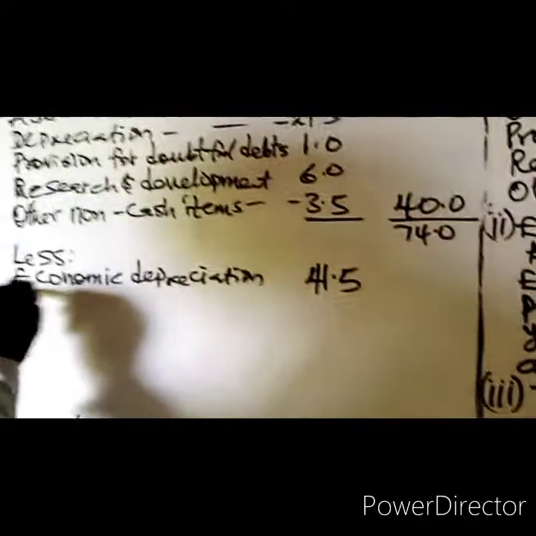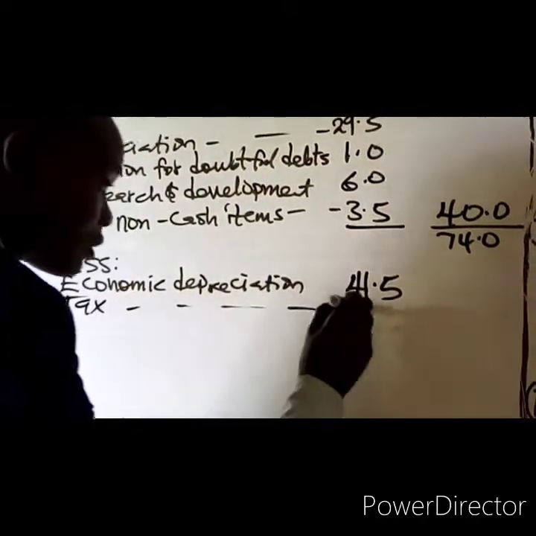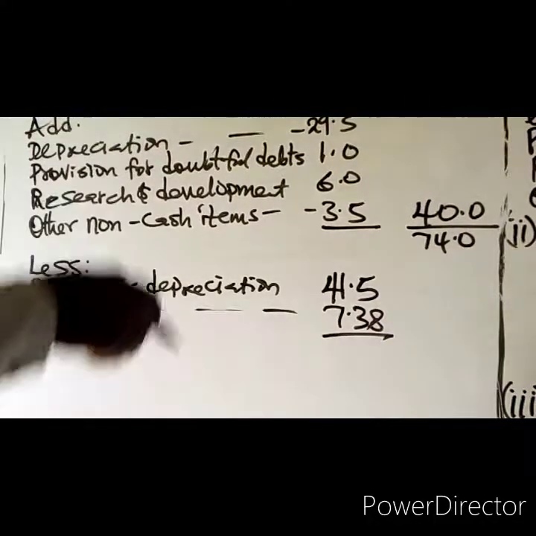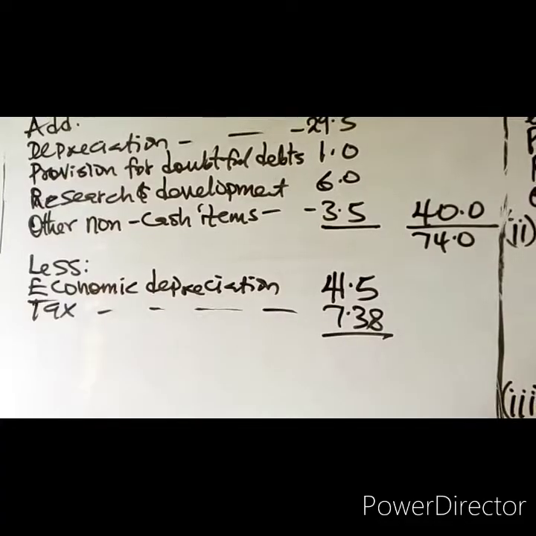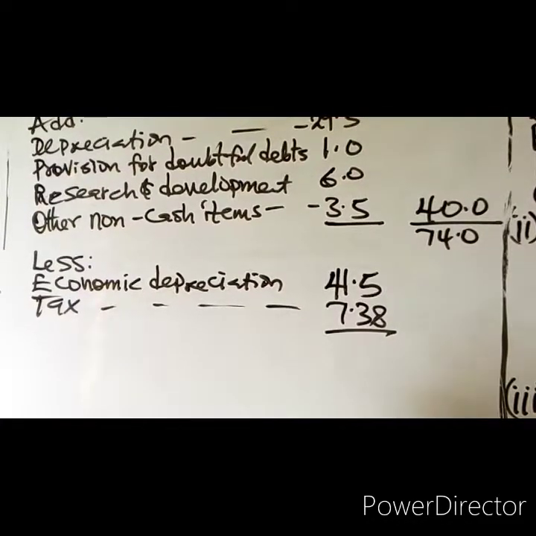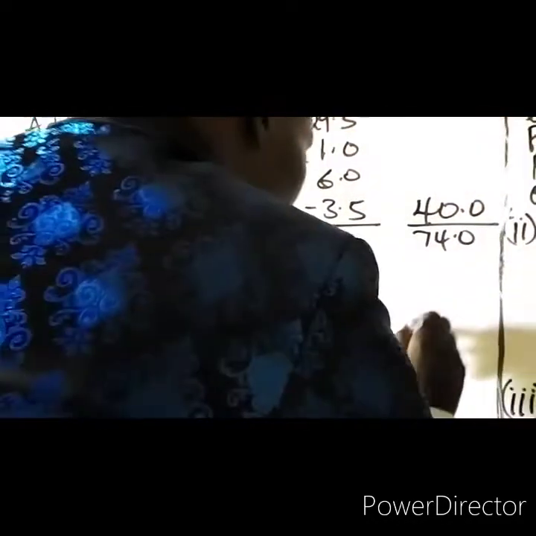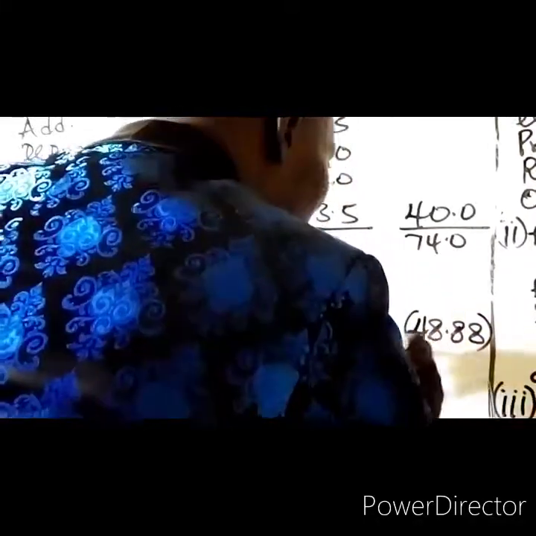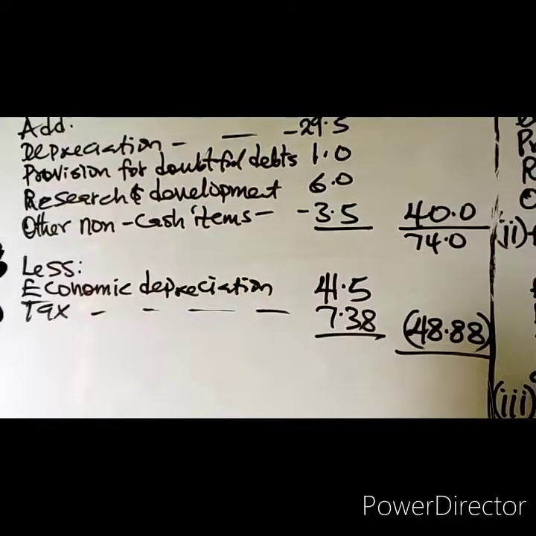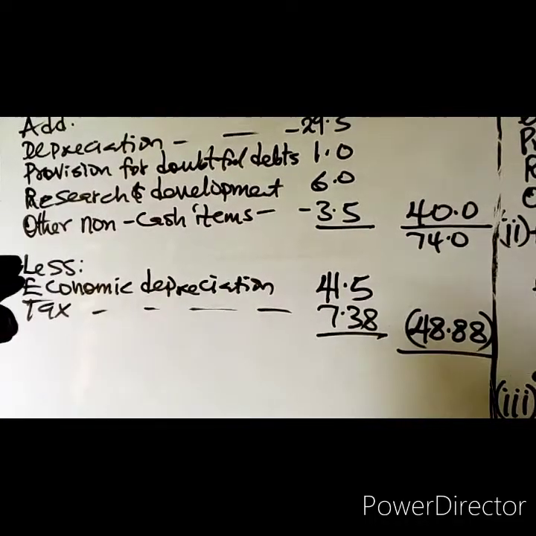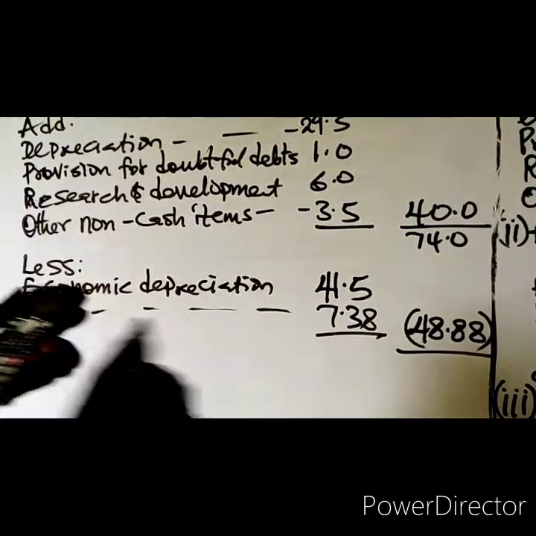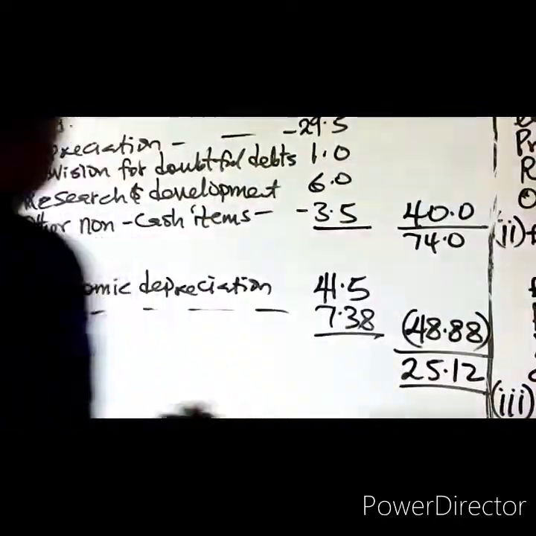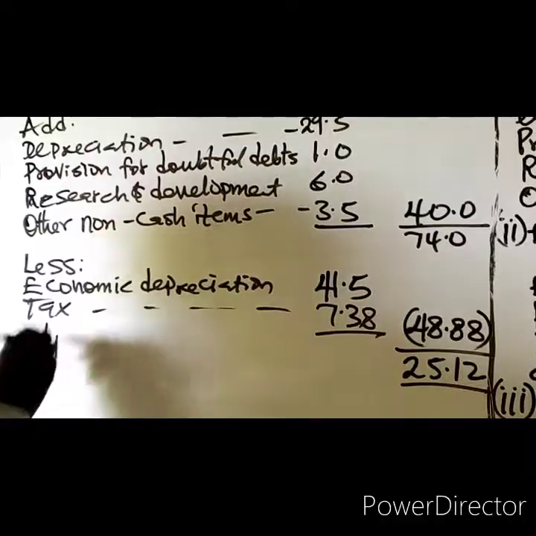So we now have tax of 7.38. So when you sum this up, plus 41.5, then you have 48.88. If you subtract 48.88 from 74.0, then you have 25.12. That is the adjusted NOPAT.